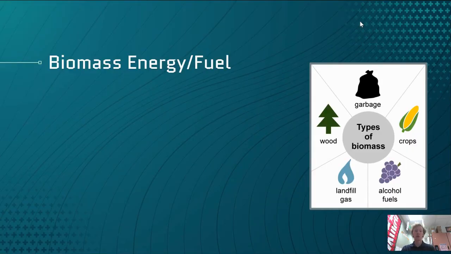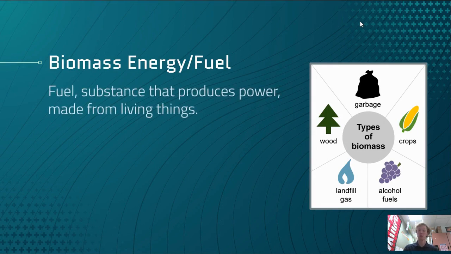The first type of renewable energy that we're going to take a look at is something known as biomass. Now, bio means life. Mass is going to be an amount of matter. So it's going to be some sort of living type or amount of matter. And this is going to be a fuel or a substance that produces power. That's what fuel is. And it's going to be made from living things.